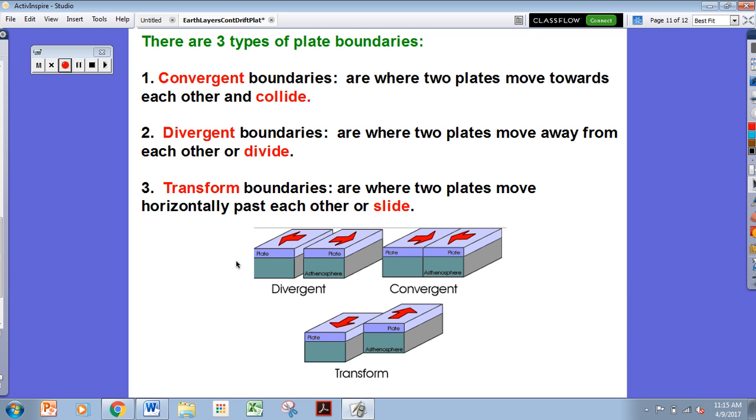And finally, transform boundaries, which is shown in this picture here. This is where two plates move horizontally. They slide past one another. And this is the kind of action that leads to earthquakes. And you get fault lines, like the San Andreas Fault that we looked at a picture of the other day in class. So these are the three, when the convection currents are moving the plates, these are the three different possibilities. It can be divergent, convergent, or transform.